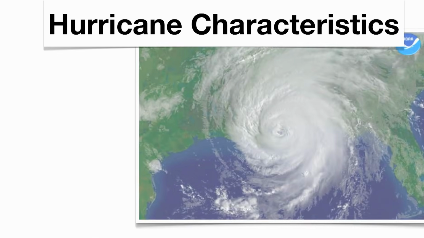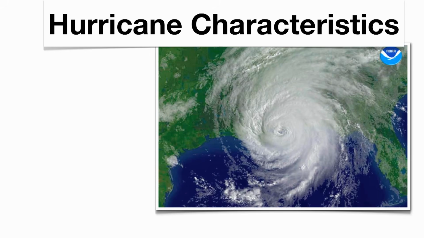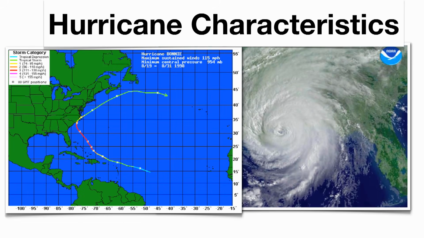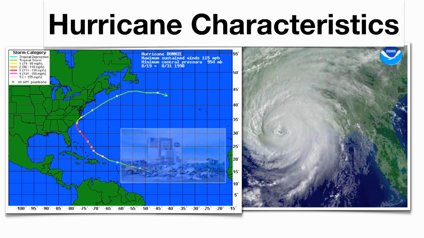So here's some hurricane characteristics. Obviously the classic spiral shape, that's Hurricane Katrina. The typical path of a hurricane, the northeast trade winds are going to take them west, then they're going to hit the east coast, and what will happen is that they'll start to get carried by the westerly wind belt or the jet stream and start to kick east over top of the Atlantic Ocean.